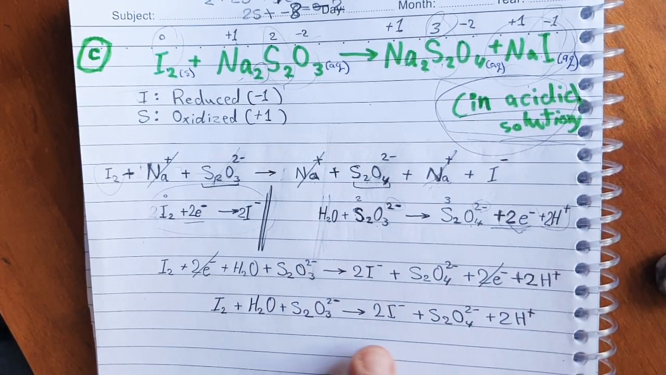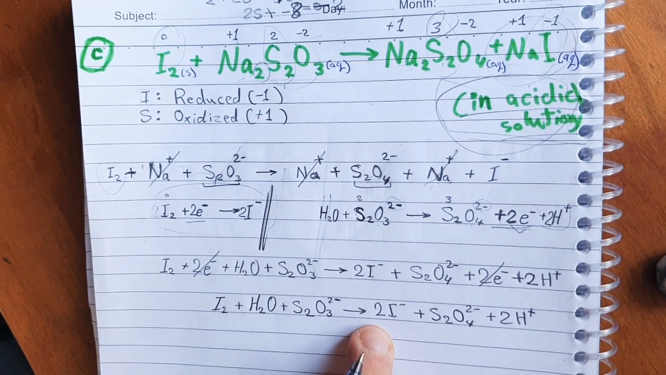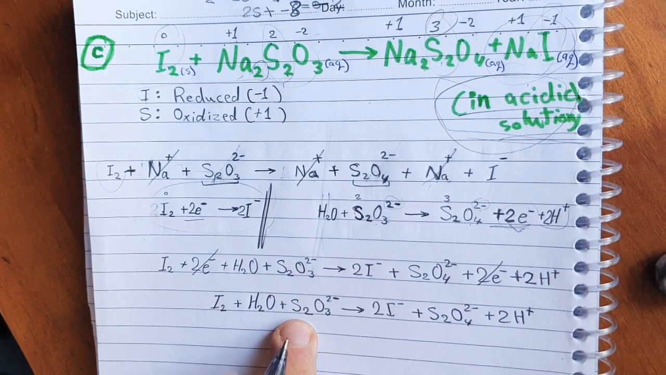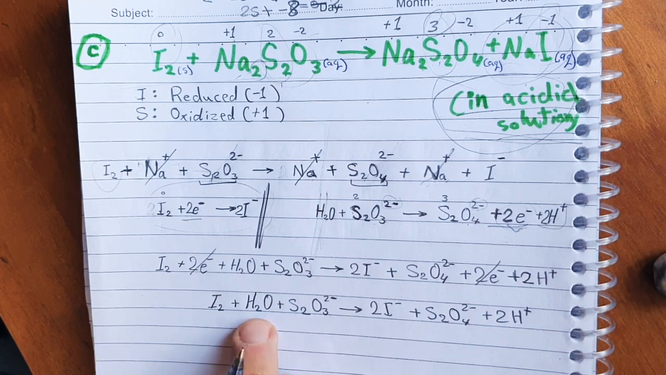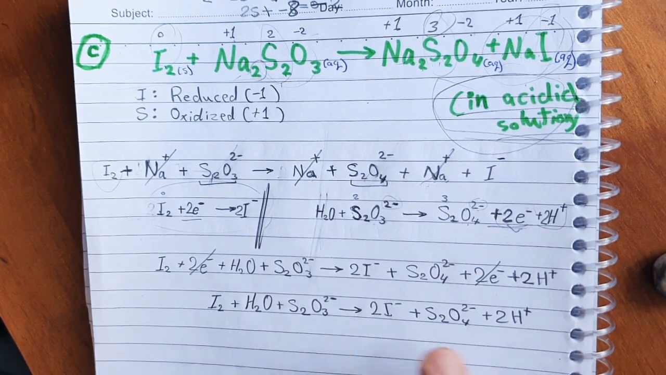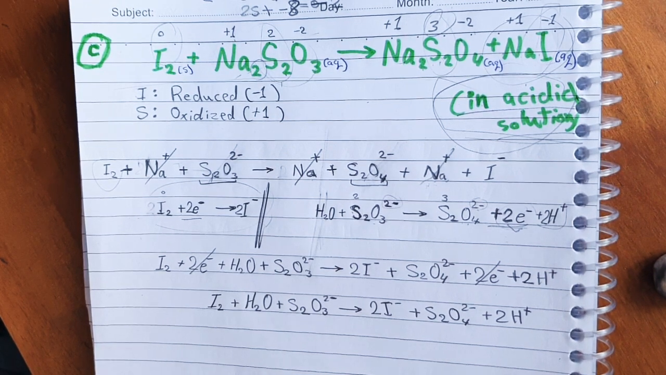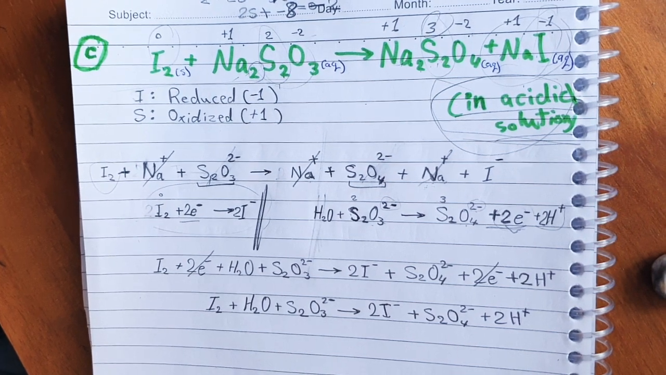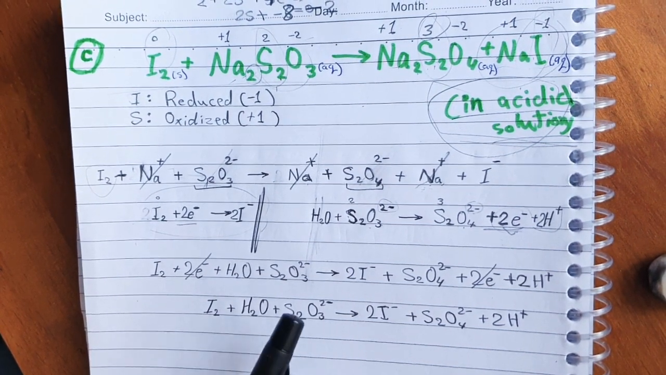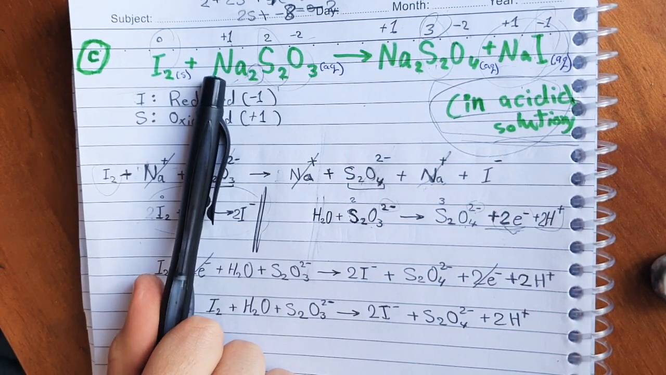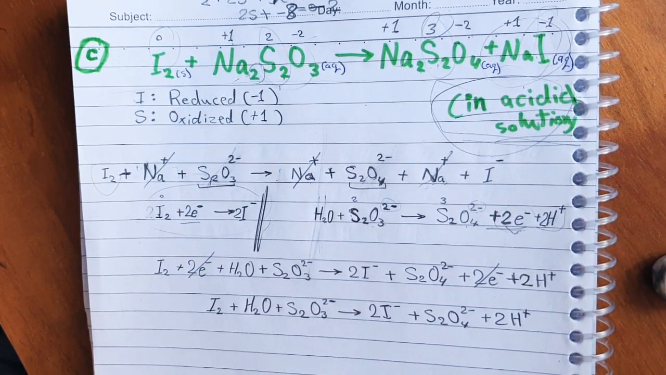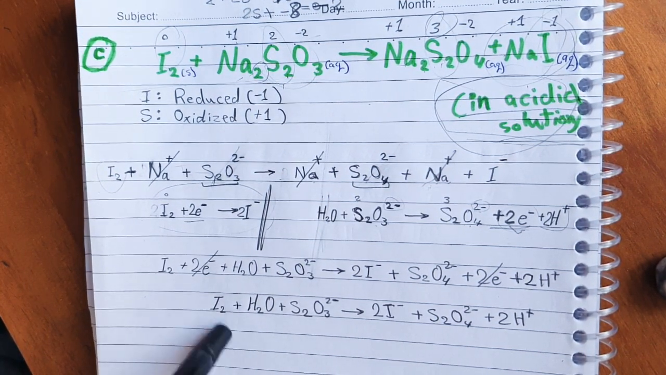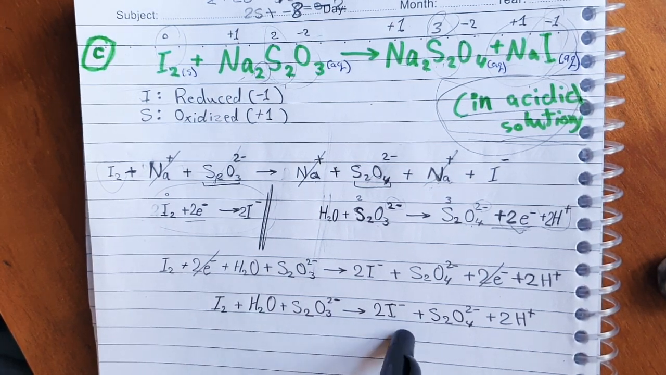Alright, so let's make sure everything is balanced out. I2, 2 I, H2O, 2 hydrogens, 2 hydrogens, 2 S's, 2 S's, 4 oxygens, 4 oxygens. So it's balanced. Now most people would leave it as it is, but I would much rather prefer that you return the Na, the spectator ion, to this thing, and then write the subscripts. This is solid, this is whatever, this is whatever.